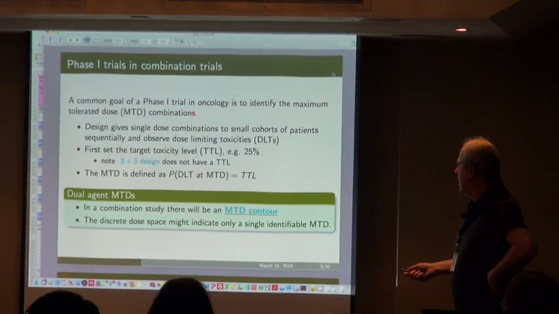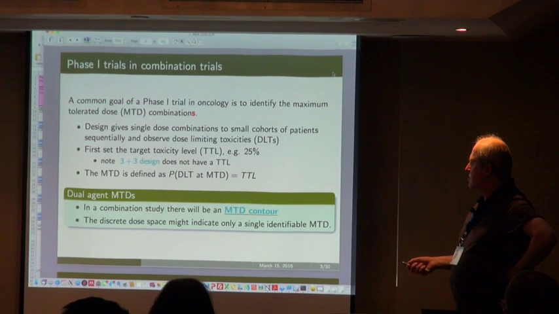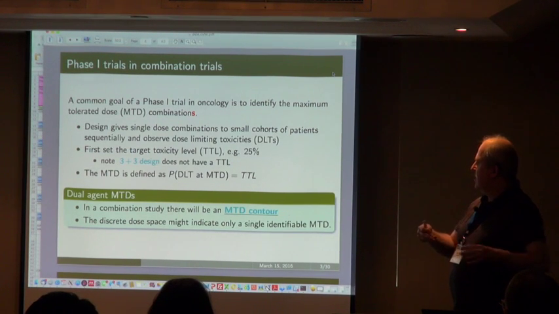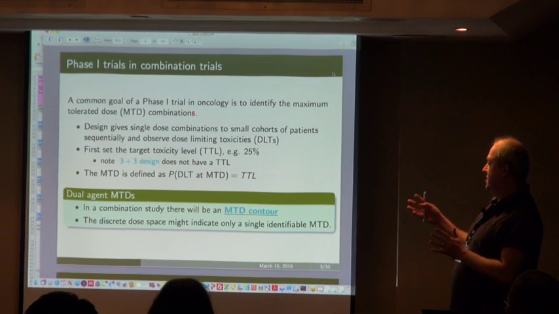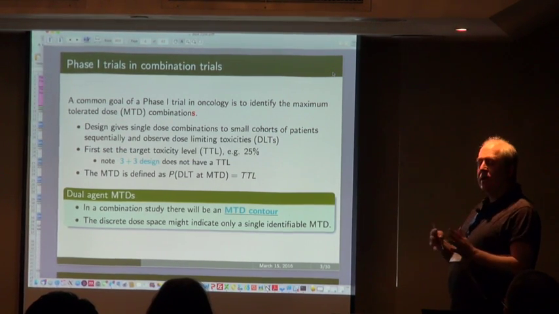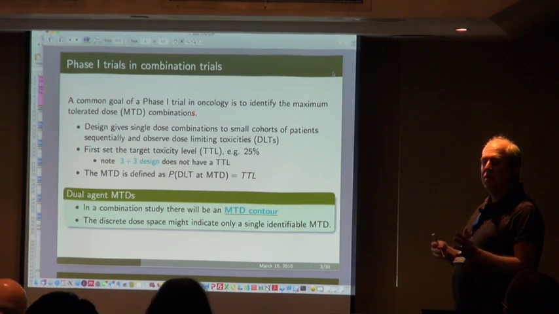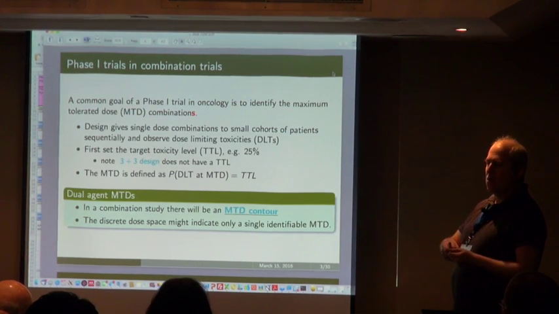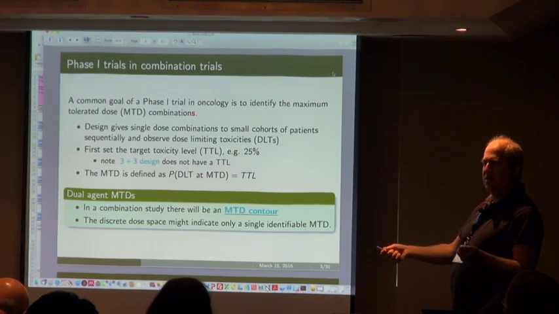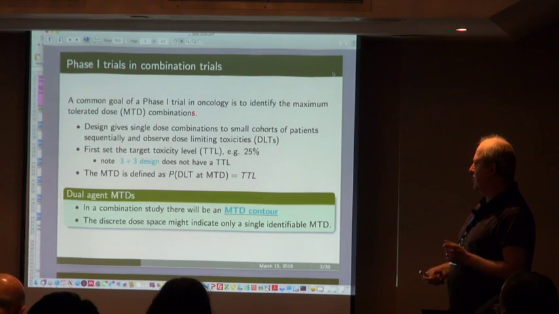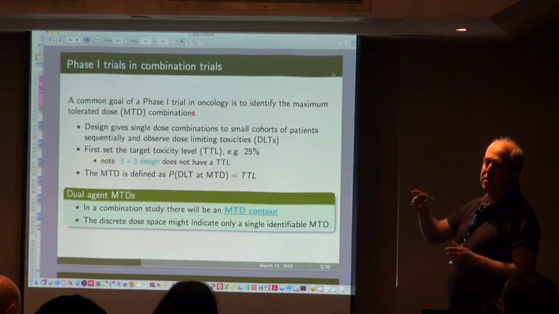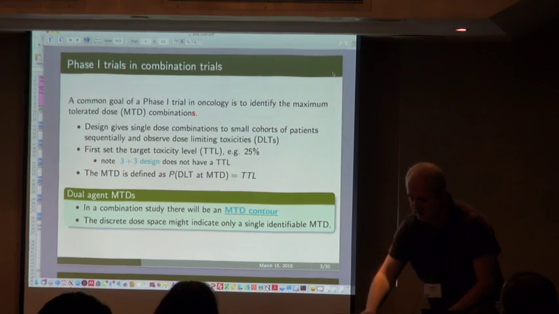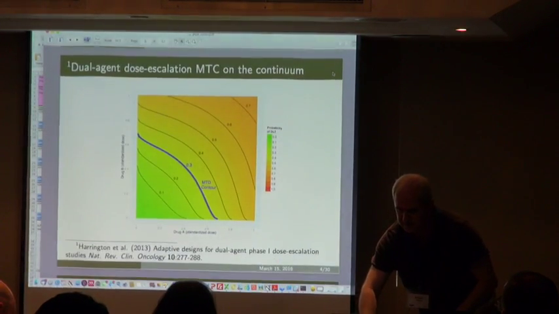The key thing in a dual agent setting is that you'll have a maximum tolerated dose contour now rather than just a single dose. But when you look at discrete doses, and often in phase 1 trials, they don't want the flexibility of continuous dosing. Most of them still select discrete doses. Even if you have a contour, there might be one dose that is actually closest to your target. That's just the way it's set up.